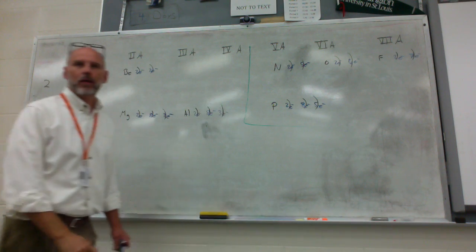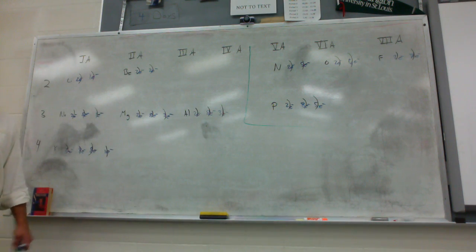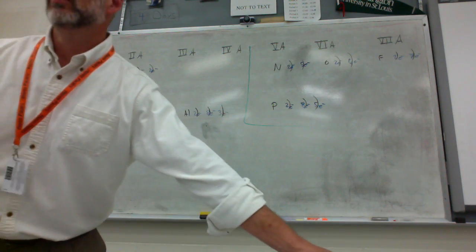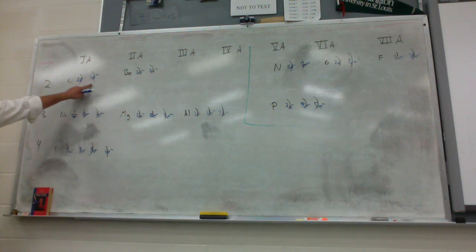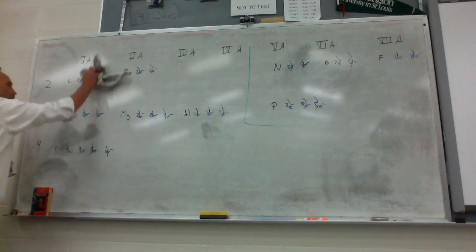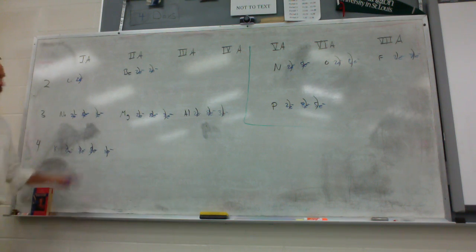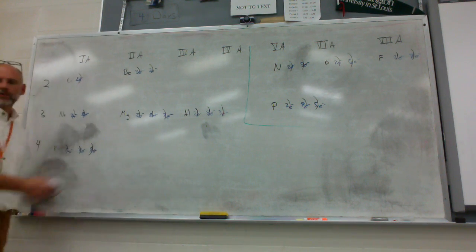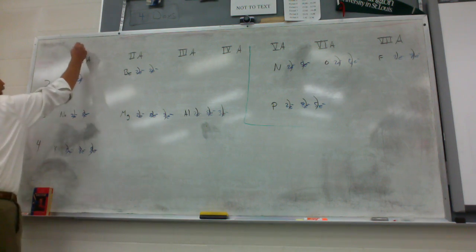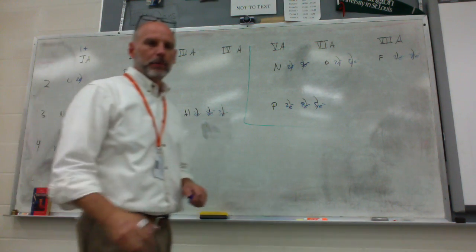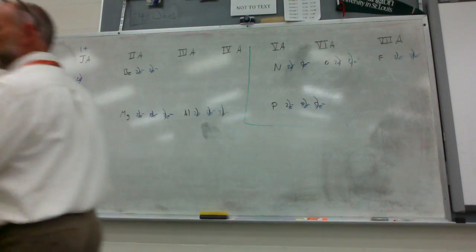Those are all what types of elements? Non-metals. The rest of these are metals. Metals have a tendency to do what when they form ions? Lose electrons. How many electrons is lithium going to lose? 1. What about sodium? 1. And what about potassium? 1. If each of those elements loses 1 electron, what charge does it acquire? A 1 plus charge. So all the group 1A elements form a 1 plus charge.